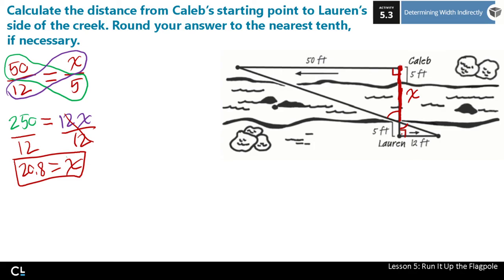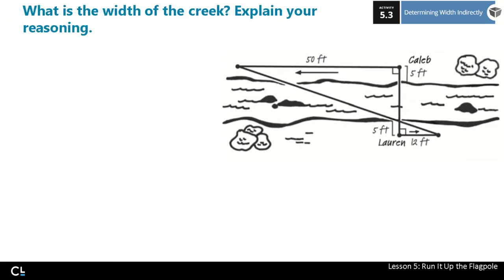Awesome. So now it's saying, what is the width of the creek? Explain. So what do we know? What do we just learn? Let me color in what we learned. We learned all of that is 20.8. Right? We know the 20.8. But we have this chunk here, and that's the distance from Caleb to the river. We have to take away from that. So we're going to say minus 5, which is going to give me 15.8. So we could say that the distance is 15.8, right?